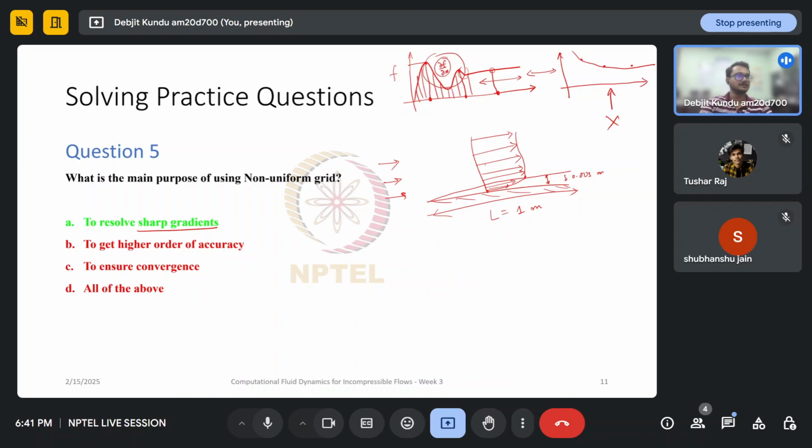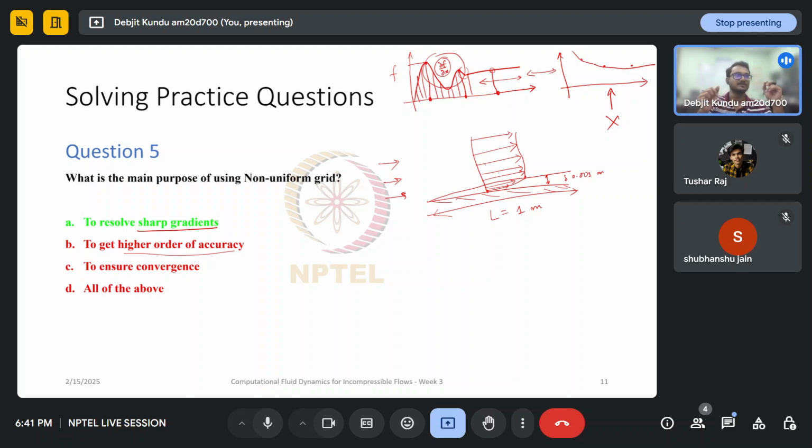Otherwise, the other things, like to get a higher order of accuracy, it doesn't really make sense. You have to make the whole grid finer then. Just making it non-uniform doesn't help you. And to ensure convergence, convergence is not that simple. There are many other things involved. So once again, non-uniform grid doesn't directly help you to get convergence.